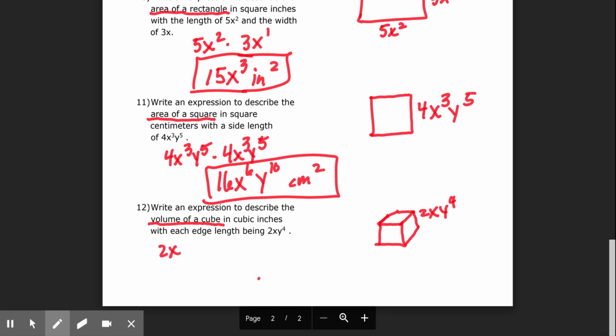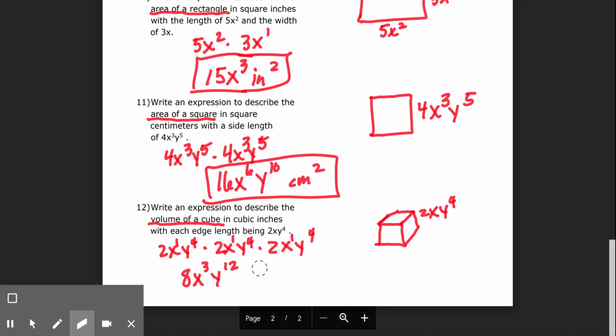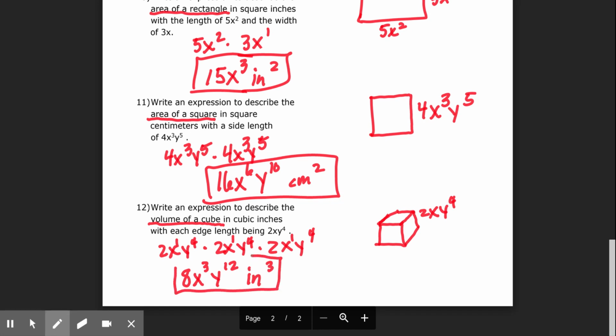So that's going to be 2x y to the 4th times 2x y to the 4th times 2x y to the 4th. So 2 times 2 is 4. 4 times 2 is 8. X, 1, 2, a 3. Y to the 4 plus 4 is 8, and 8 plus 4 is 12. And then this will be cubic. Cubic inches, which is inches cubed. That's what I meant to write.